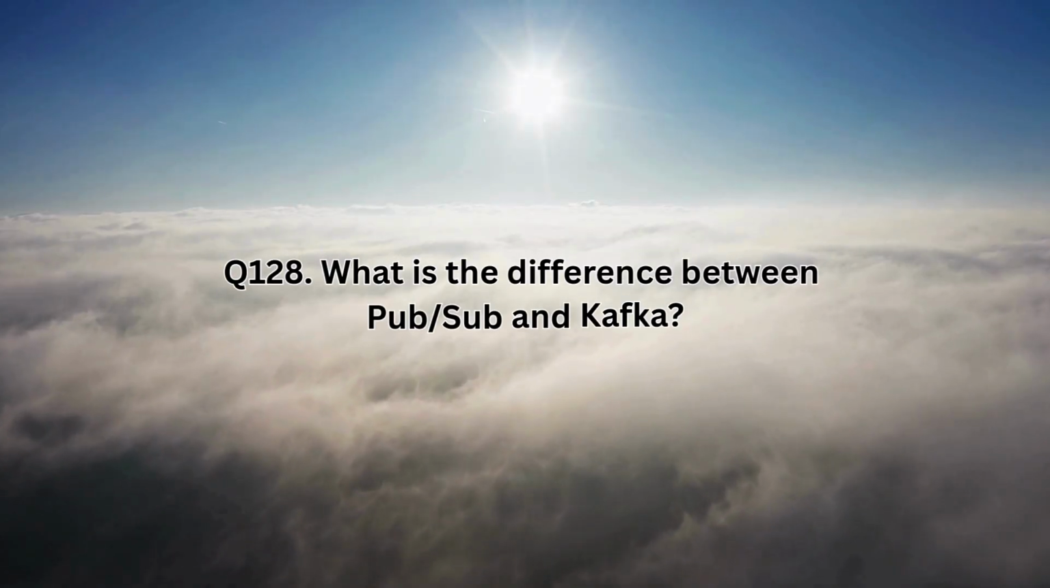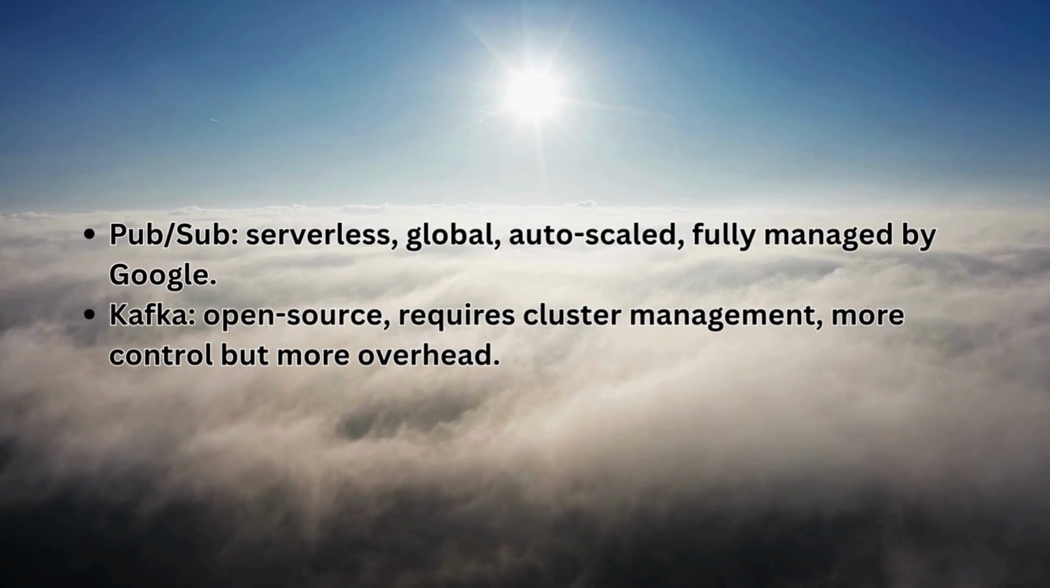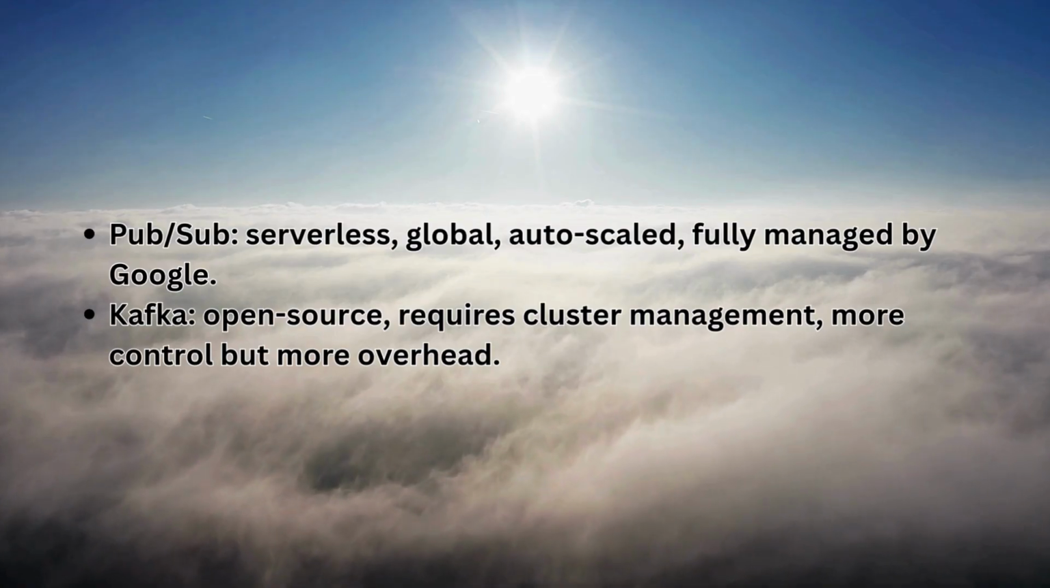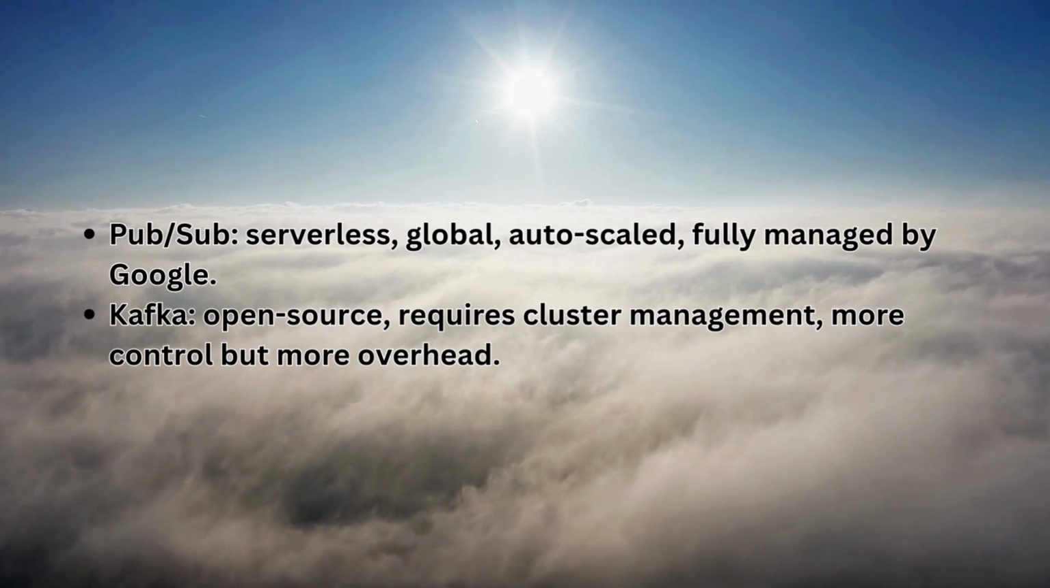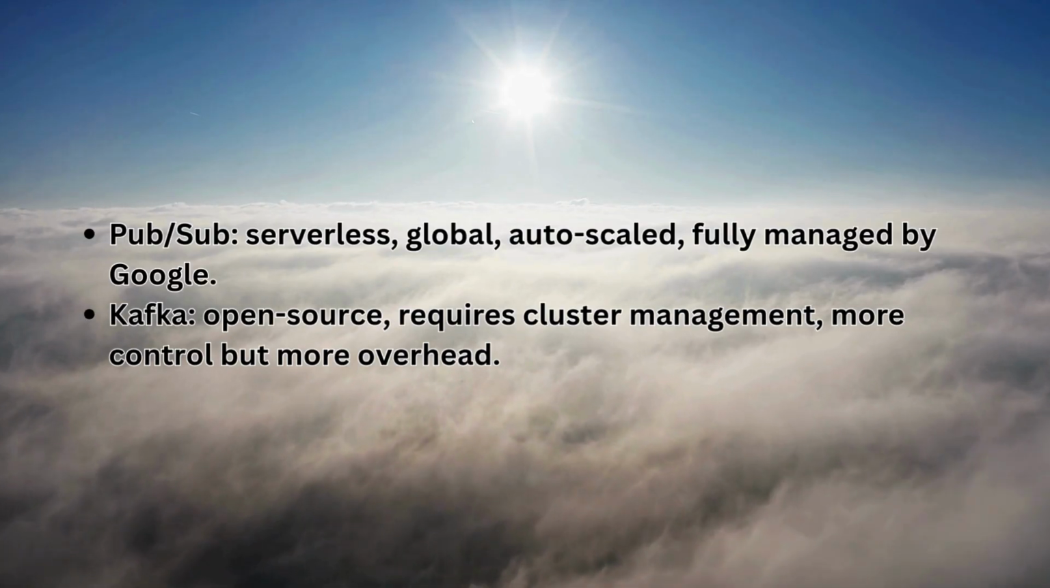What is the difference between Pub/Sub and Kafka? Pub/Sub: serverless, global, auto-scaled, fully managed by Google. Kafka: open source, requires cluster management, more control but more overhead.